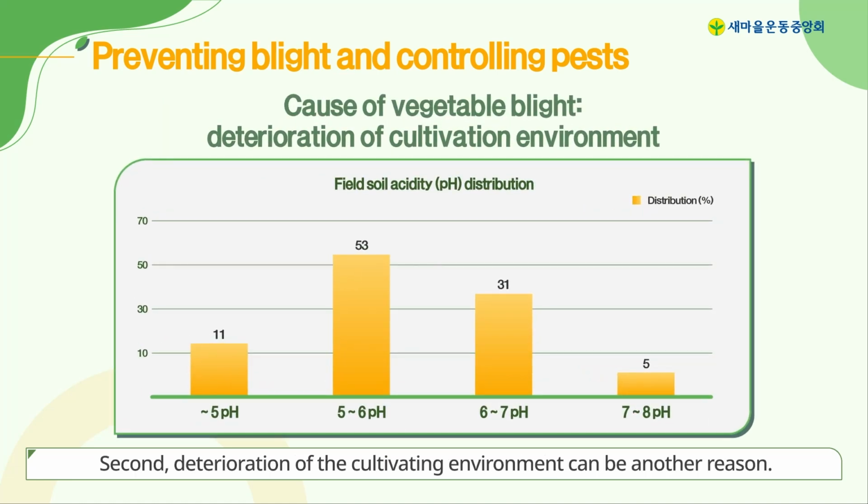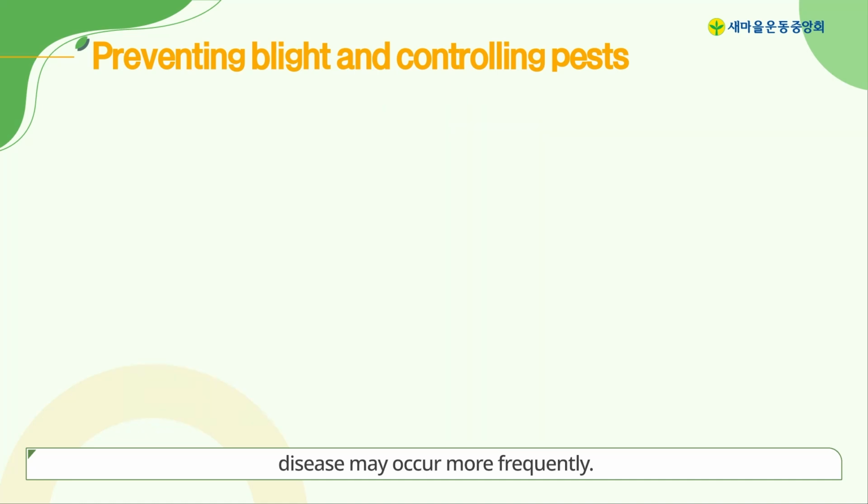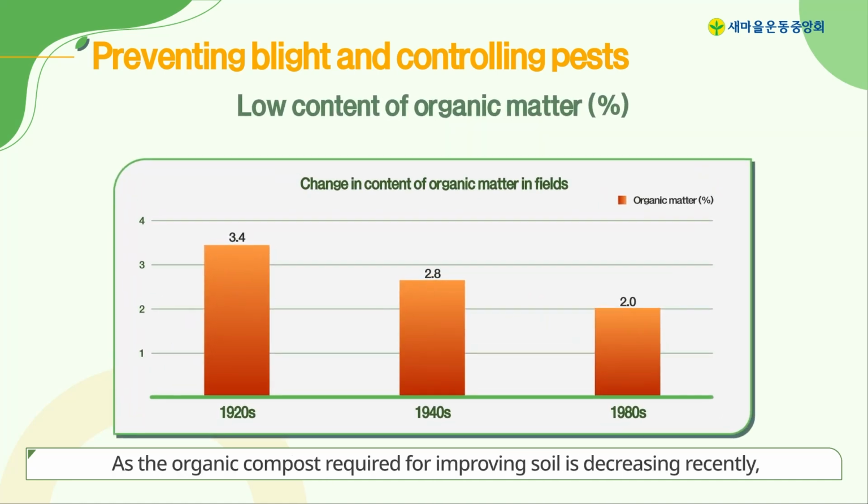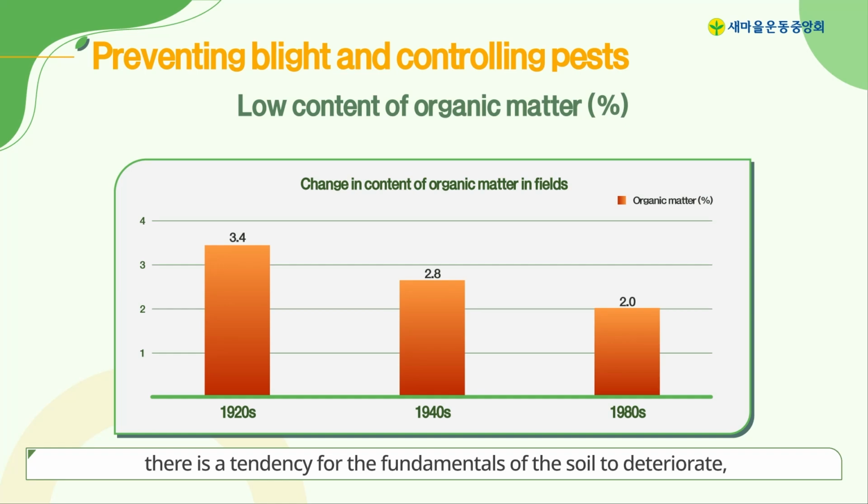Second, deterioration of the cultivating environment can be another reason. If soil acidity or soil pH levels are not appropriate for crops, disease may occur more frequently. As the organic compost required for improving soil is decreasing recently, there is a tendency for the fundamentals of the soil to deteriorate, thereby resulting in more diseases.